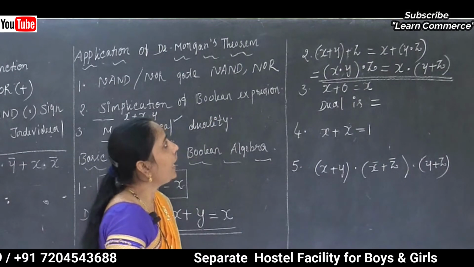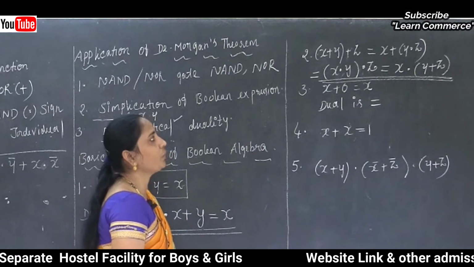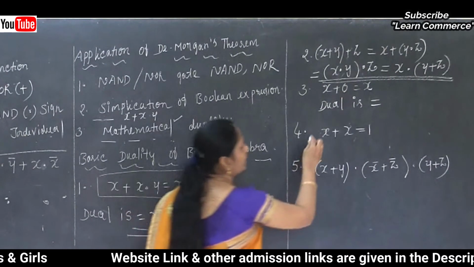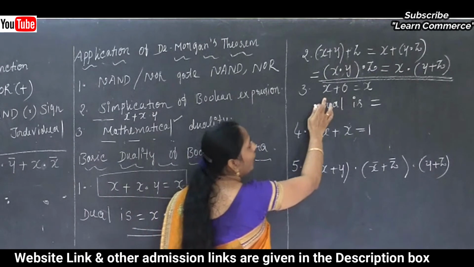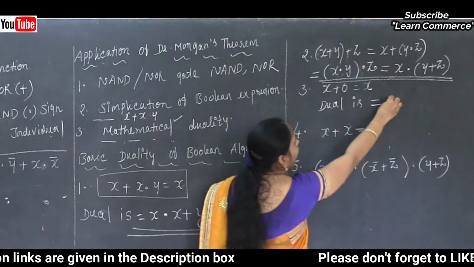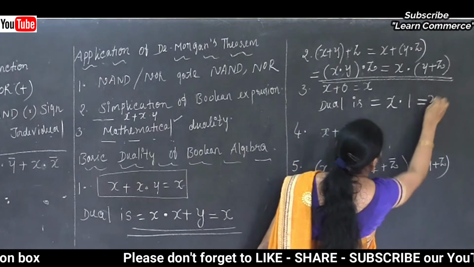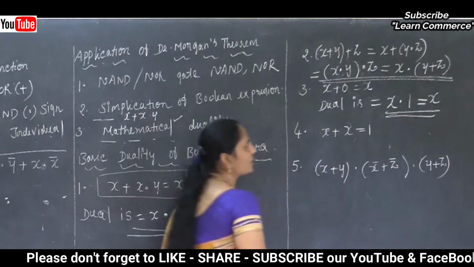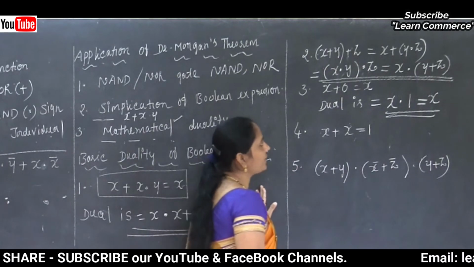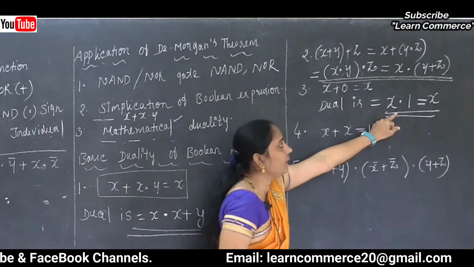The question is x plus y plus z is equal to x plus opening of the parenthesis y and z, closing of the parenthesis. And later the next one is x plus 0 is equal to x here. So how are we going to change it? The dual is x and 1 is equal to x. Clear this point here? So this is the answer. So the question is x plus 0 is equal to x. The answer is x dot 1 is equal to x.